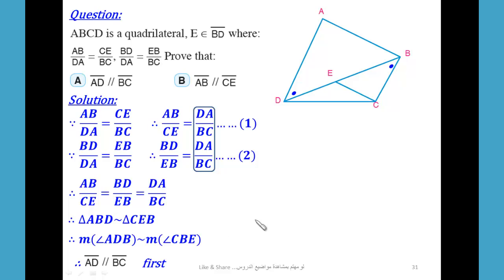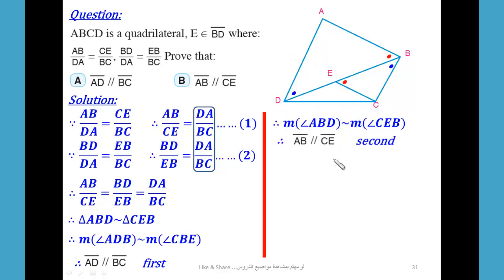And also, the measure of angle ABD equals the measure of angle CEB. Then these two sides CE and AB are parallel because these two angles are in alternate position with respect to the transversal BE.